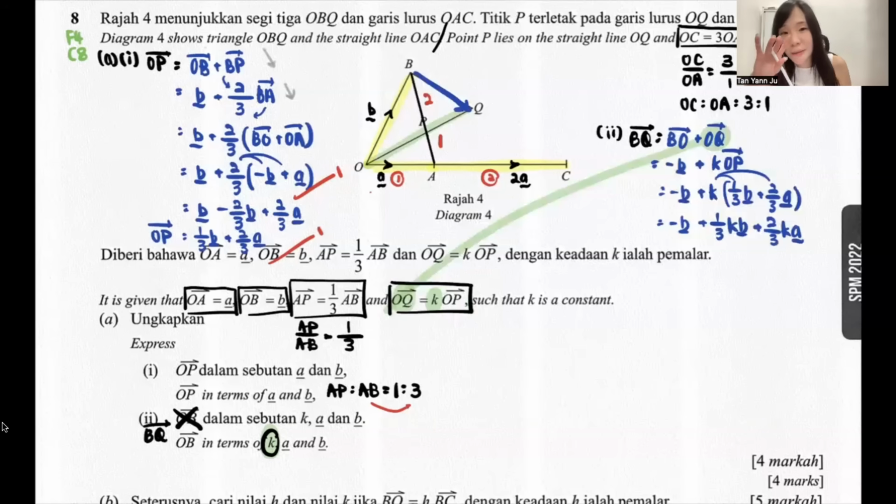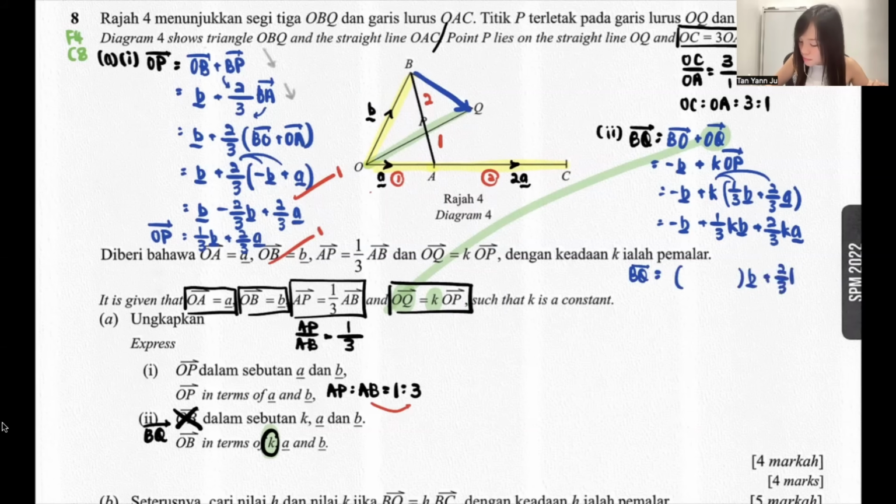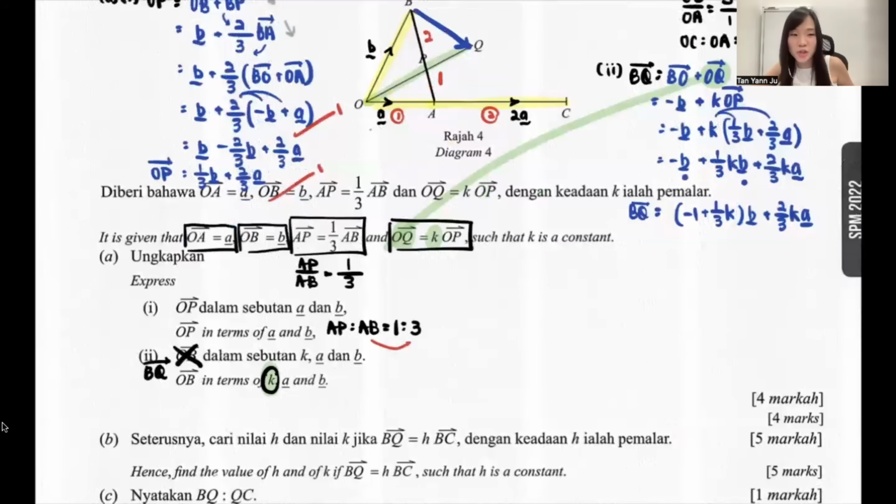Now, this is not the answer, my dear. The answer shouldn't be like that. Always when you write a vector out, your answer should be in terms of 1B, 1A. So only 1A is good, but if there are a lot of B, you need to factorize it. So this B I pull out, negative 1. This B I pull out, positive 1 over 3K. Now, this is the one that I should be getting.